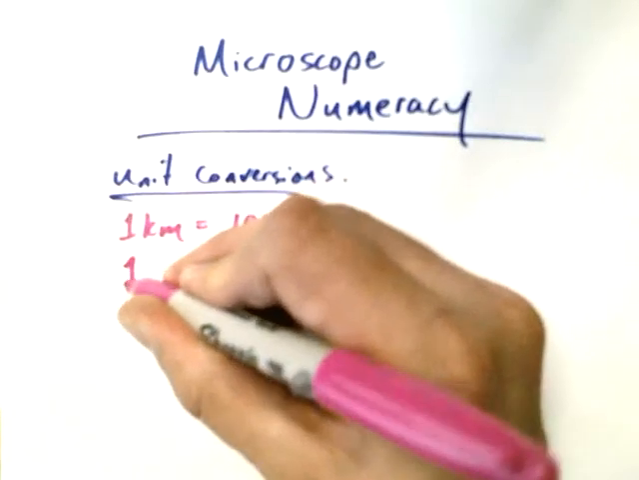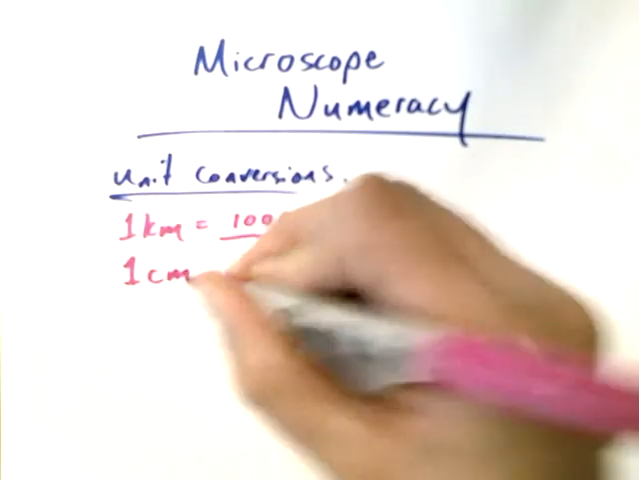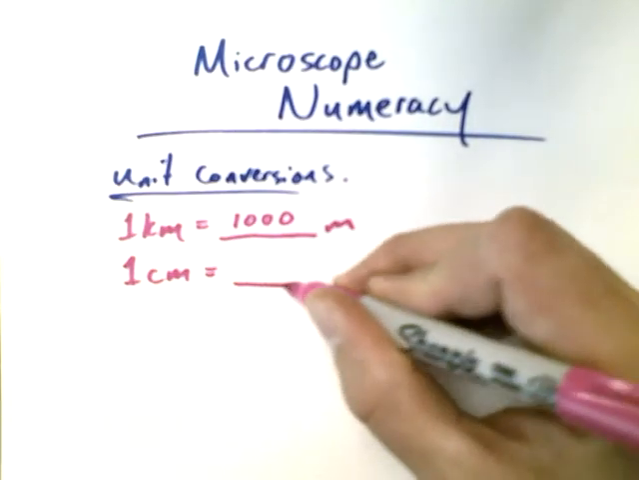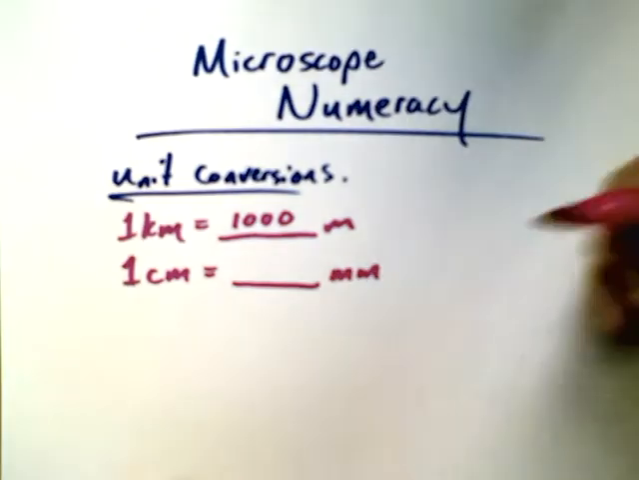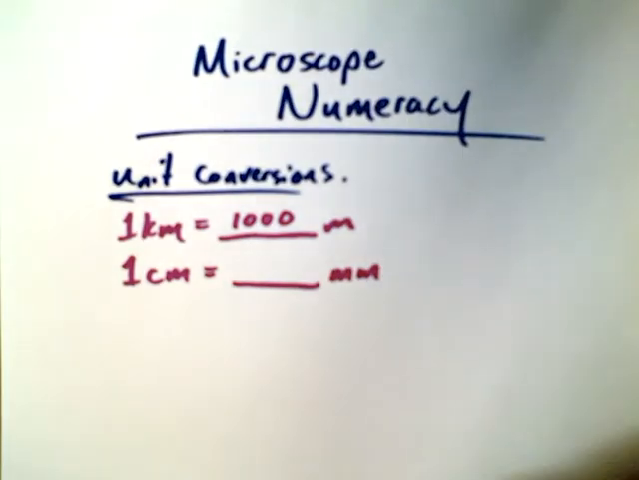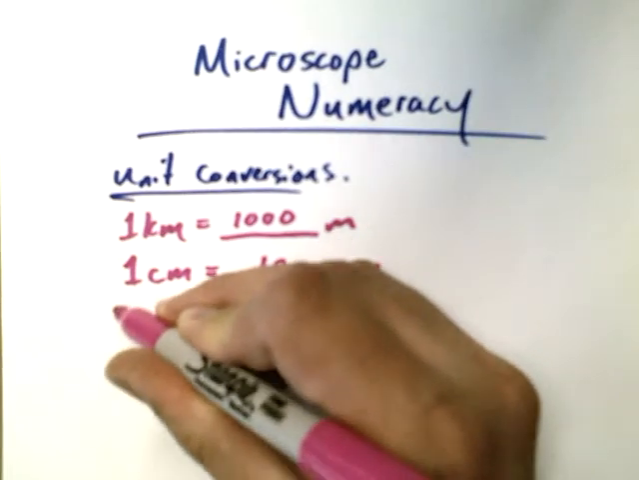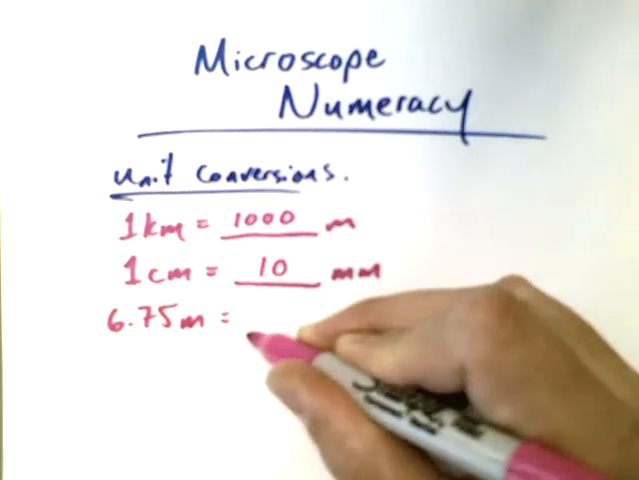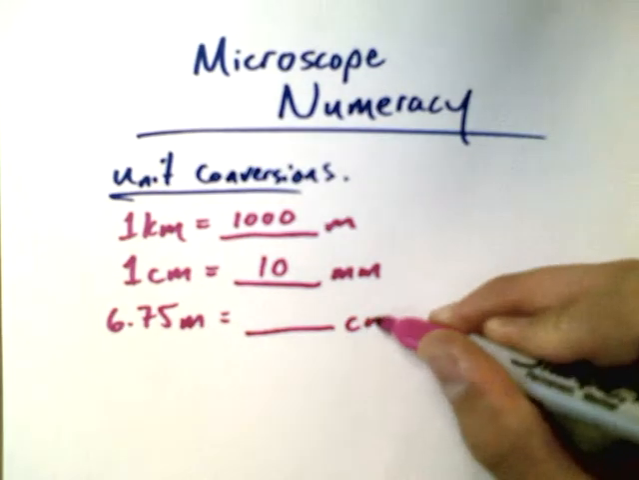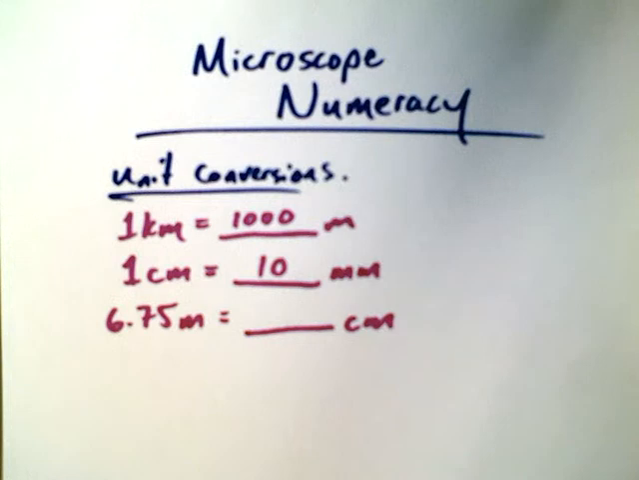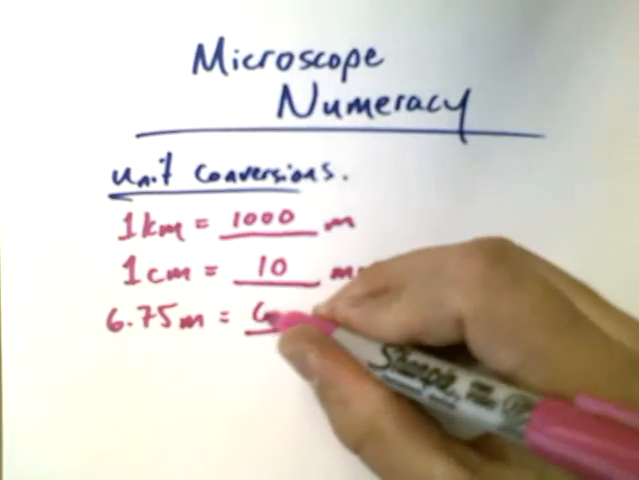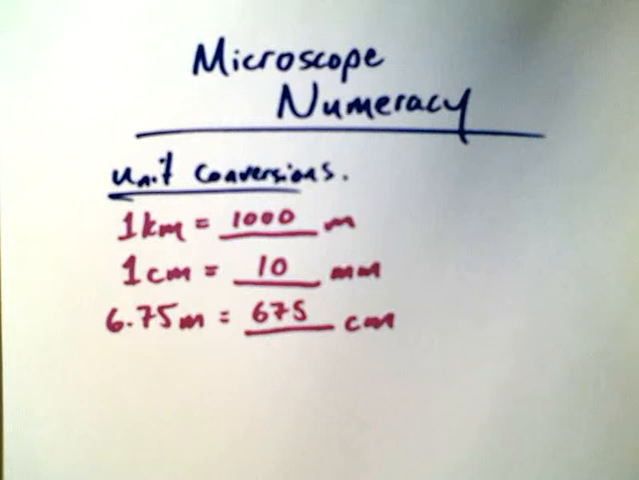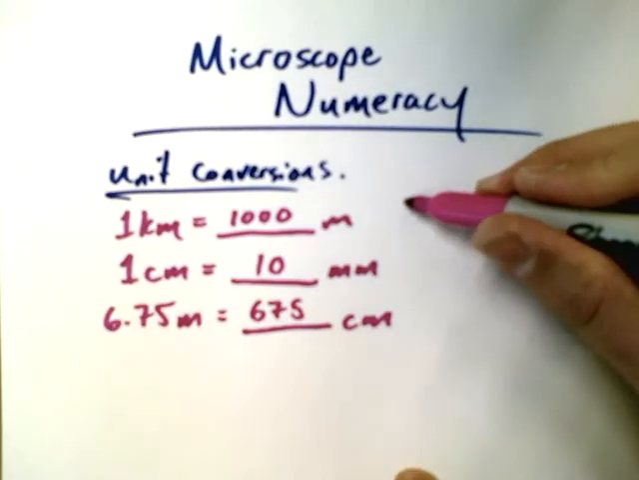What about this? Make it a little harder. 1 centimeter is equal to blank millimeters. 10. There we go. How about this one? I'll throw a curveball at you. 6.75 meters is equal to blank centimeters. Can you handle that? Yeah, 675. Beauty.